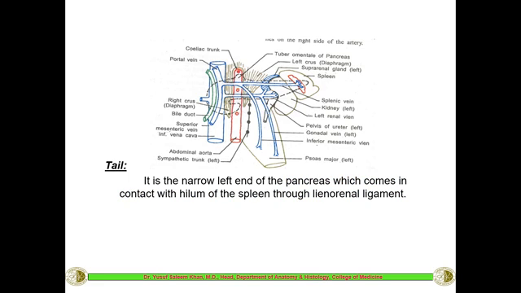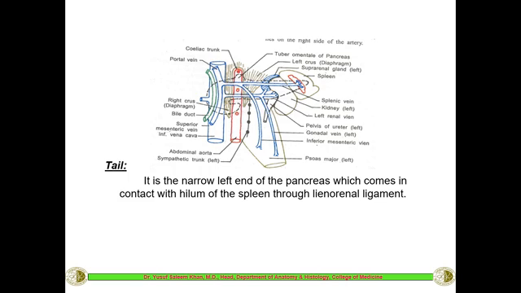it is the narrow left end of the pancreas which comes in contact with the hilum of the spleen. A very important relation of the tail of the pancreas is that it is in relation to the hilum of the spleen. This is very important, especially in conditions where they do splenectomy. When they do splenectomy, they should be very careful about the tail of the pancreas, because they might cut a part of the tail of the pancreas.